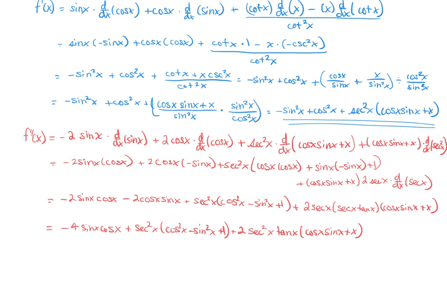Ooh, it's a lot. But what we can do is leave it here, or we can factor out a secant squared from the last two terms. It's really not going to help us get anywhere, because if we did that, we would have cosine squared x minus sine squared x plus 1, and we'd have 2 tangent x times cosine x sine x plus x. So we're going to leave it at this step, which I'm sure is not going to be terribly disappointing to any of you, because that was a lot of work.